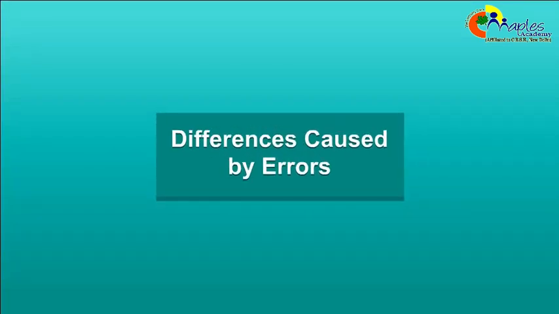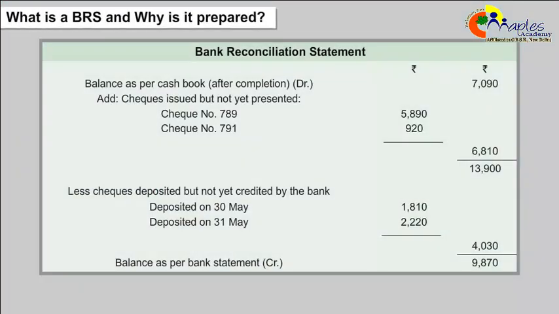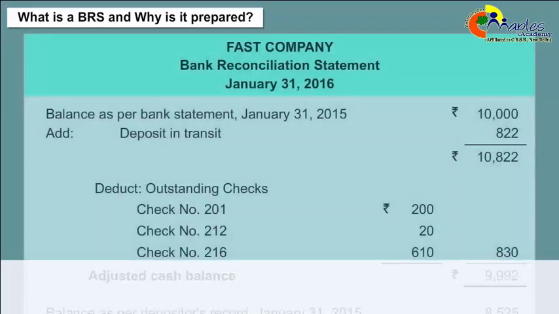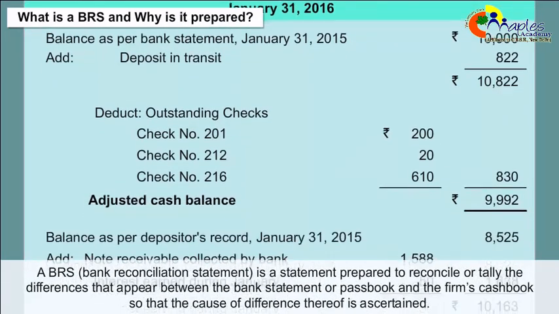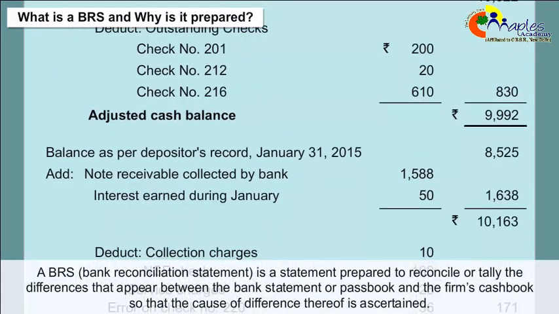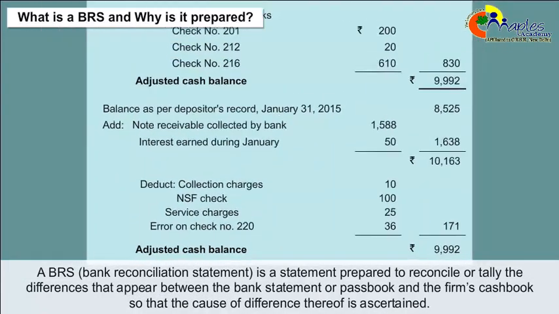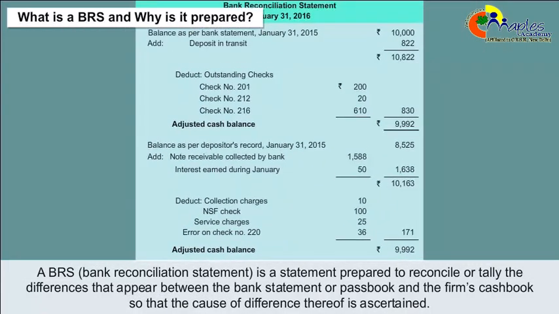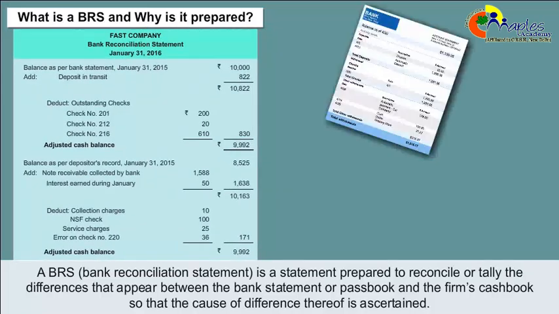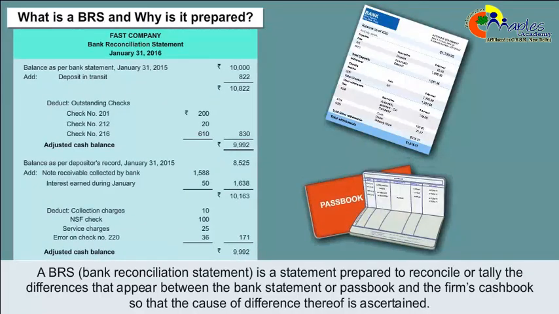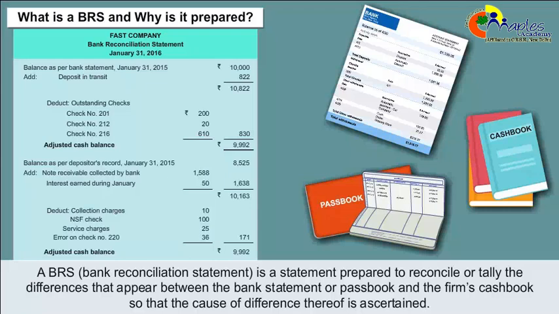Differences caused by errors. What is a BRS and why it is prepared? A BRS or Bank Reconciliation Statement is a statement prepared to reconcile or tally the differences that appear between the bank statement or passbook and the firm's cash book so that the cause of difference thereof is ascertained.